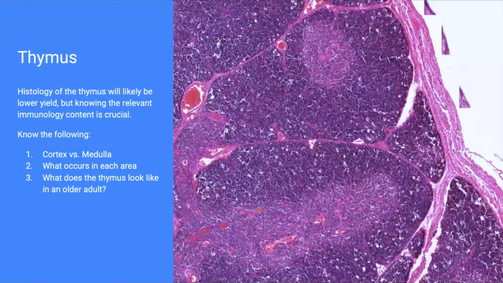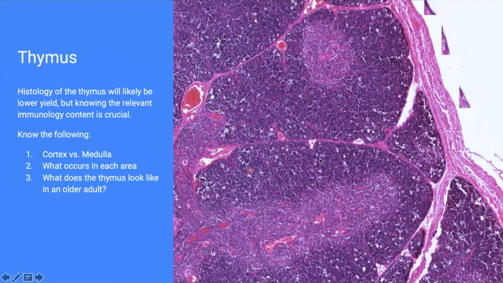Alrighty, moving on to our last immunologic organ, and this is our thymus. As far as the histology, again, I would say it's pretty low yield for you to know too much about thymic histology. However, what I do think you should know is that it's broken up into a cortex and a medulla. The cortex is extremely basophilic and dark staining, whereas the medulla is more eosinophilic staining and is more centrally located.